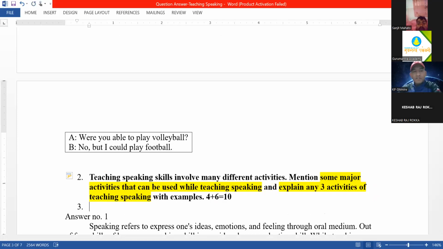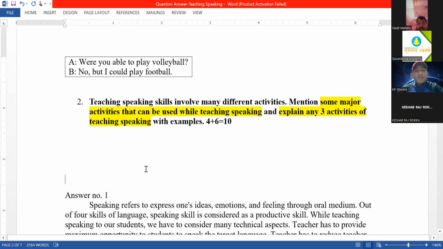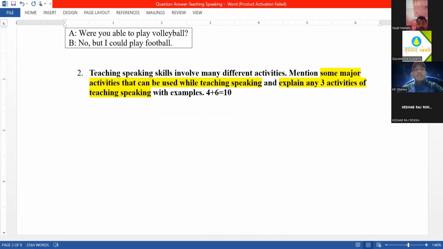See, what is the question? The question is about teaching speaking skills. Let's write it this way: teaching speaking skill involves many different activities. Mention some major activities that can be used while teaching speaking and explain any three activities of teaching speaking with example. See, for this second question, first of all read the whole question and underline the major things.